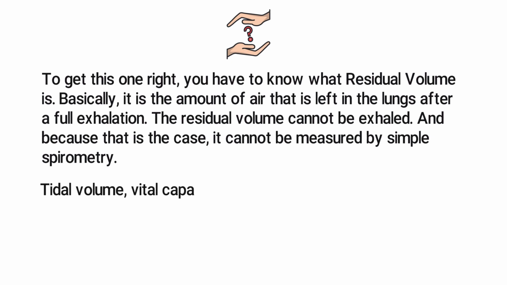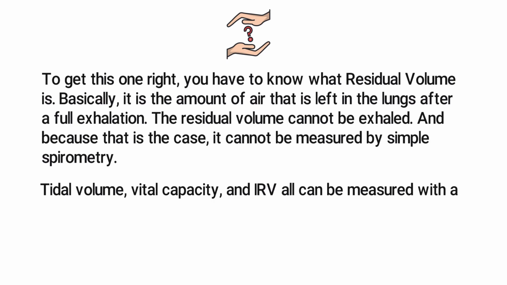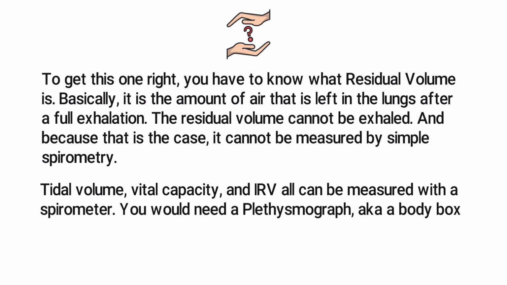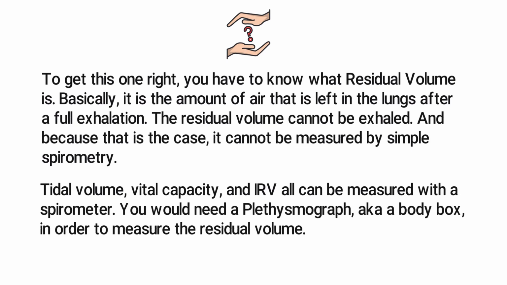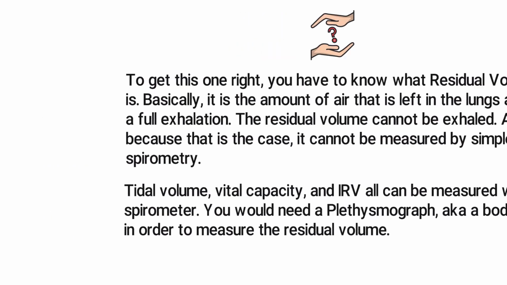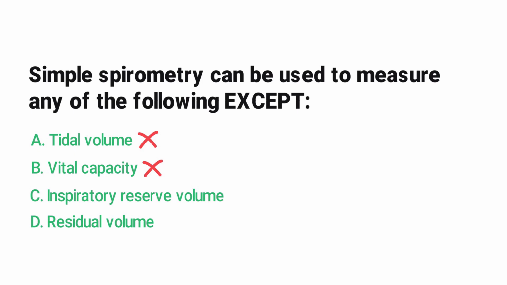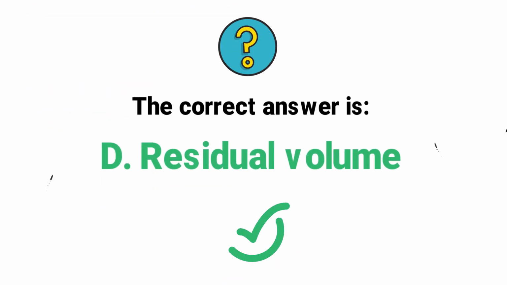Tidal volume, vital capacity, and IRV all can be measured with a spirometer. You would need a plethysmograph, aka a body box, in order to measure the residual volume. This tells us that the correct answer has to be D. Residual volume.